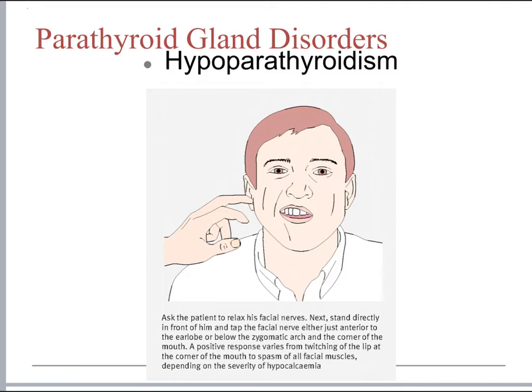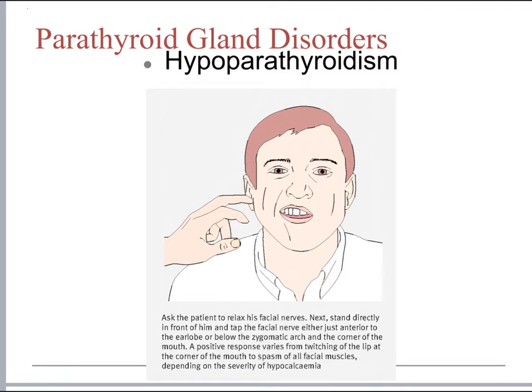Parathyroid gland disorders. The first disorder we're going to look at is hypoparathyroidism. Hypoparathyroidism occurs when we get low levels of calcium in the blood. The severity of the condition can range from mild symptoms such as tingling or numbness in the fingers, toes, and even around the lips. This is called paresthesia. Or it could get really severe, which could lead to severe muscle cramps or muscle spasms.